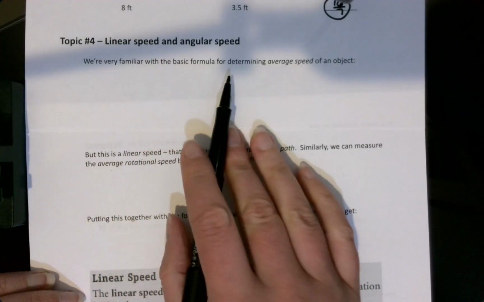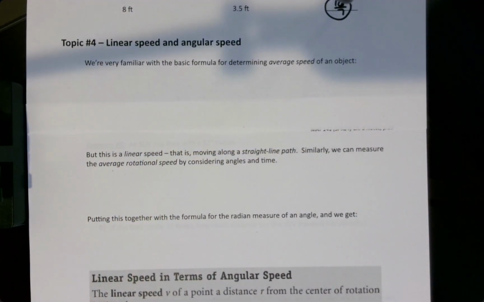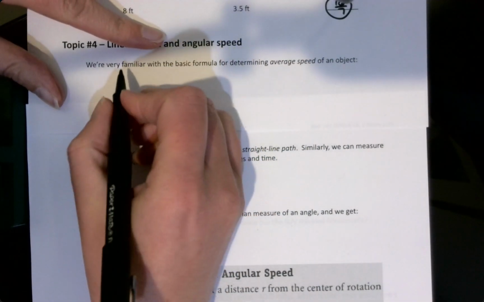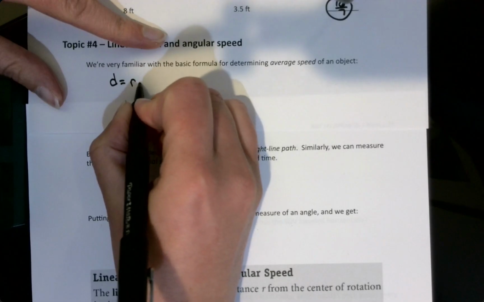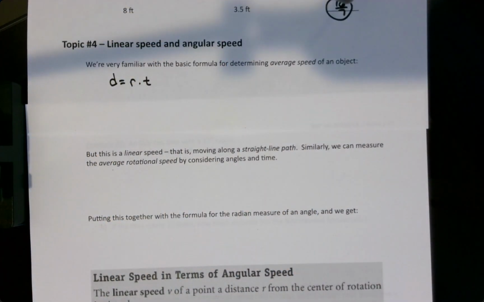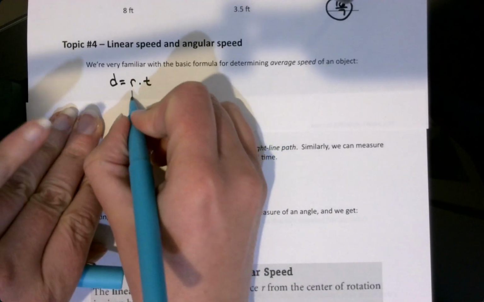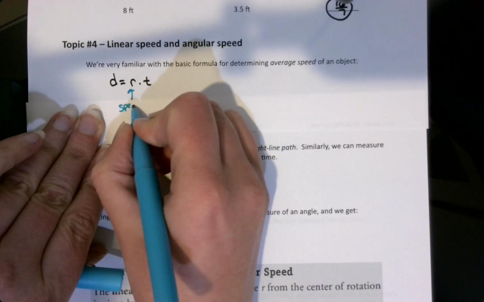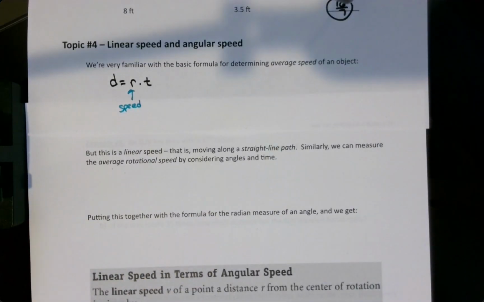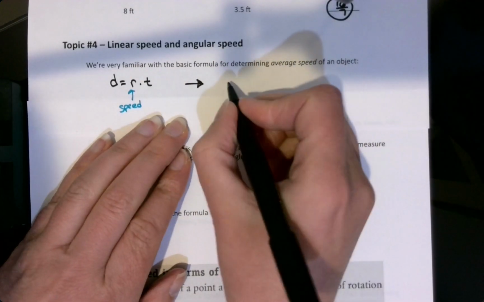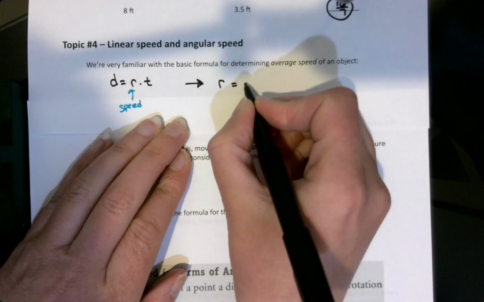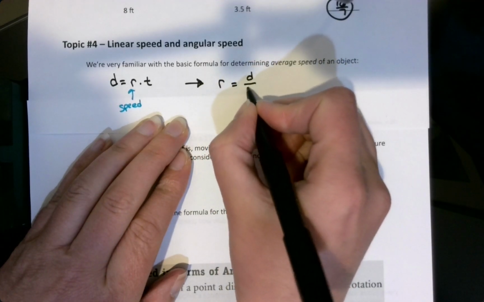We're very familiar with the basic formula for determining the average speed of an object. So you might know, just thinking about the relationship between distance and speed, that distance is equal to rate times time, and speed is just the absolute value of rate. So when we're talking about rate, we're talking about speed, as long as we're considering positives for the rate there. So if we want to find the average speed of an object, we could divide by t and say that rate is equal to distance divided by time.